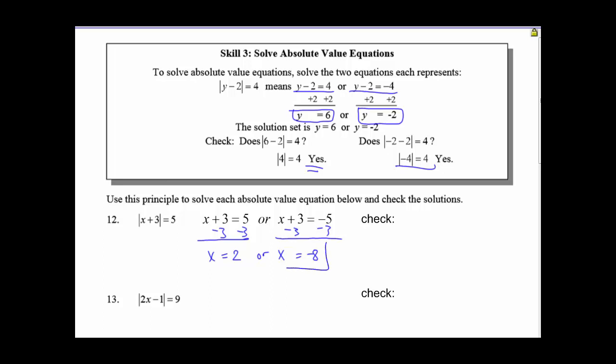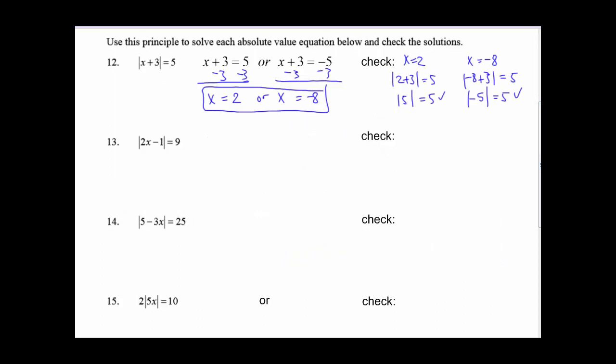Let's check this here. So if we plug in for x equals 2, if we plug in 2 plus 3, absolute value, that should be equal to 5. Absolute value is equal to 5. So that checks out. If we take the negative 8, negative 8 plus 3, absolute value should equal 5. Negative 5, absolute value, equals 5. That checks out.